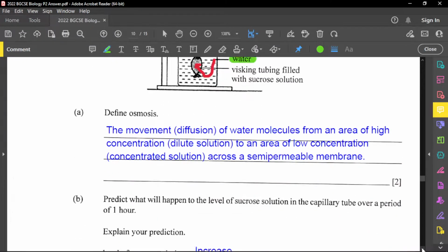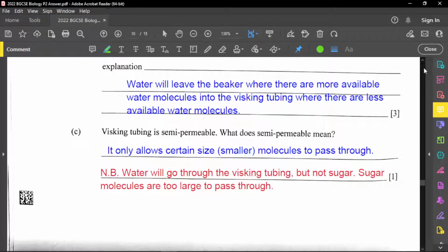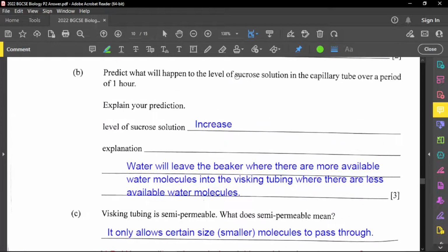So let's go back to the question. All right, and so yes, we say here that the level of sucrose solution will increase, and the explanation for that is because water will leave the beaker where there are more available water molecules into the biskin tubing where there are less available water molecules.